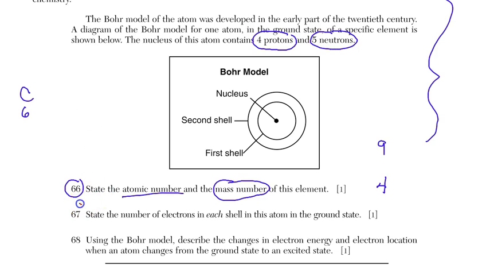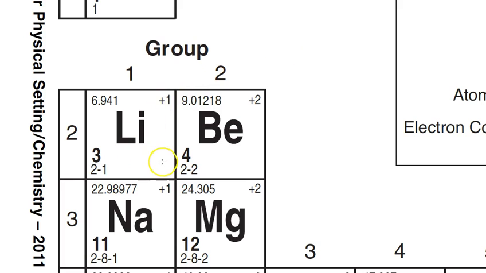Number 67. Okay, number 67, state the number of electrons in each shell of this atom. So we've got 2 shells here. Let's go find this atom. Atomic number 4 is easy to find. 4 protons. Let's go find this element on the periodic table. So when I go find the element, I always look for the atomic number 4 because that's what identifies the element.